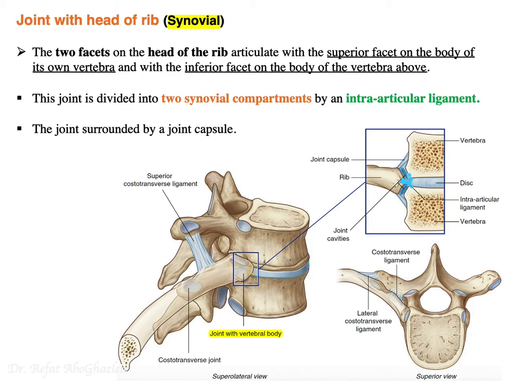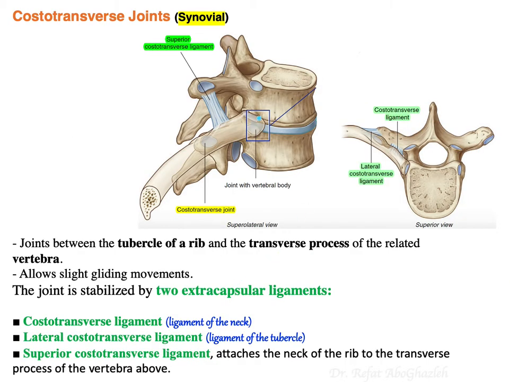Two synovial compartments. Anyway, the whole joint, my friends, because it is synovial, means it's surrounded by a capsule, right? Joint capsule. So this is what we call the costovertebral joint, the part with the head, the joint with the vertebral body. Now we finished this. What about this?